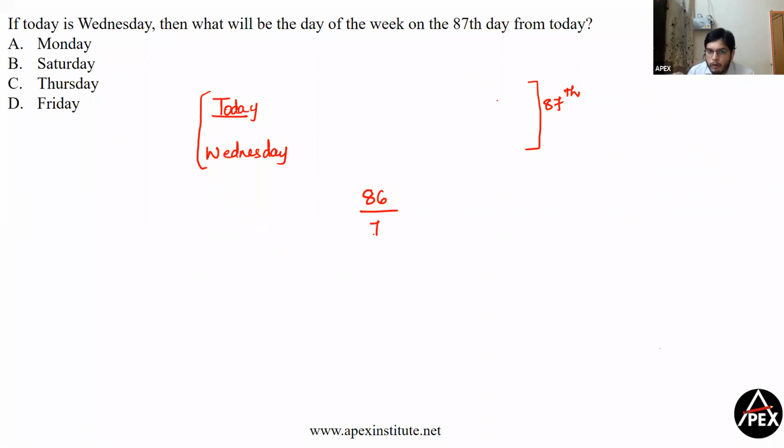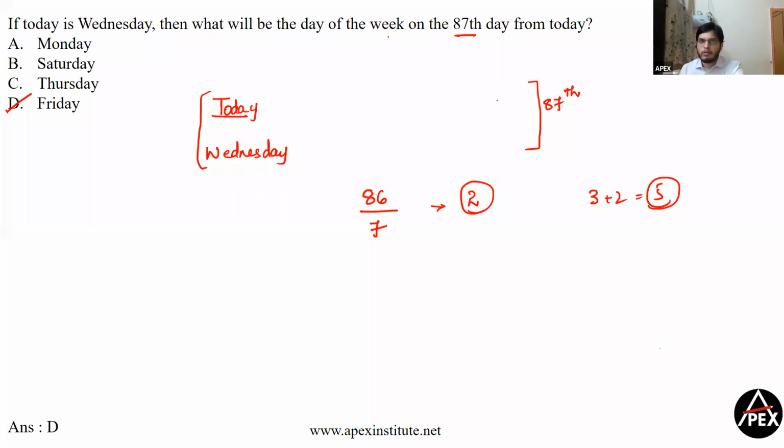What is the remainder when 86 is divided by 7? I guess 2, isn't it? So add 2 to Wednesday. Wednesday's number is 3, plus 2 is 5, and 5 corresponds to Friday. So the answer for this question should be Friday. Please be careful when you see the 87th day or 25th day. That's what we did for Jan 25th as well. Odd days will always be calculated on completed days.